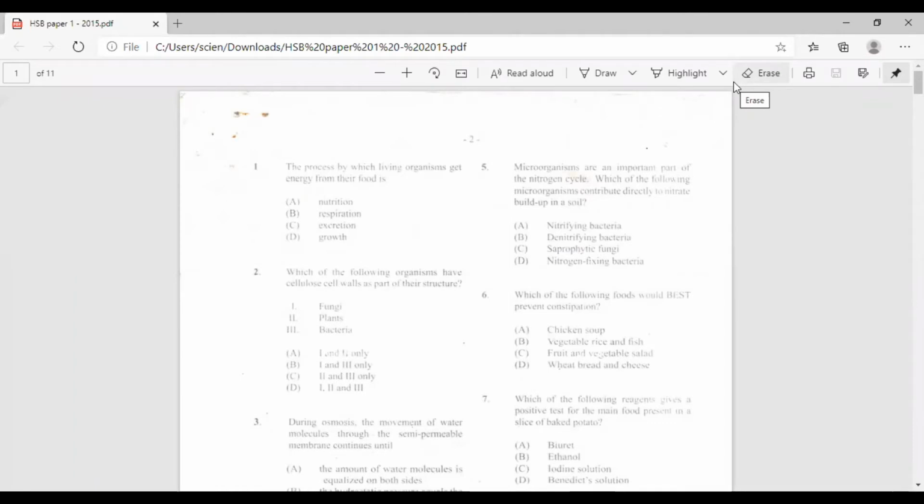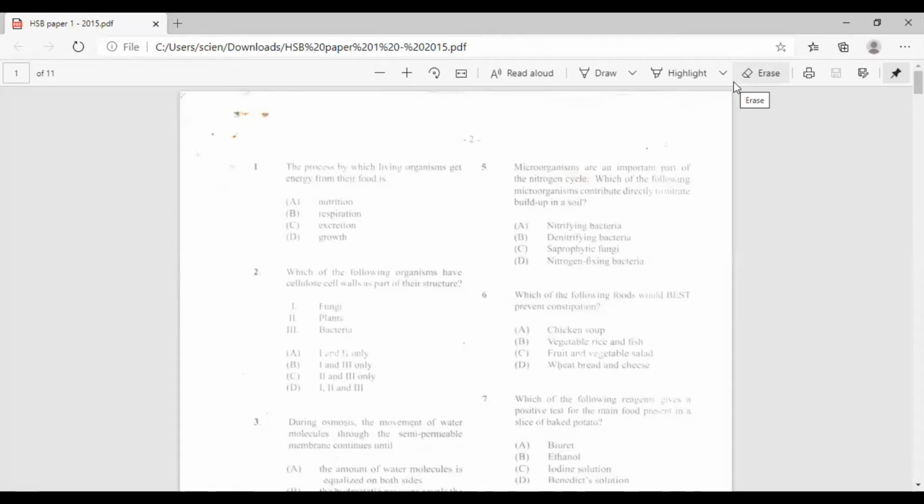Question 5: microorganisms are an important part of the nitrogen cycle. Which of the following microorganisms contribute directly to nitrate buildup in the soil? So we have A, nitrifying bacteria, B, denitrifying bacteria, C, saprophytic fungi, D, nitrogen fixing bacteria. So the answer is A, nitrifying bacteria. Nitrifying bacteria will convert ammonium compounds to nitrite and then nitrite to nitrate.